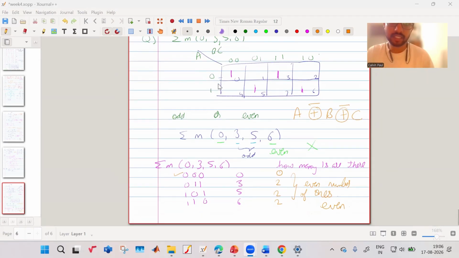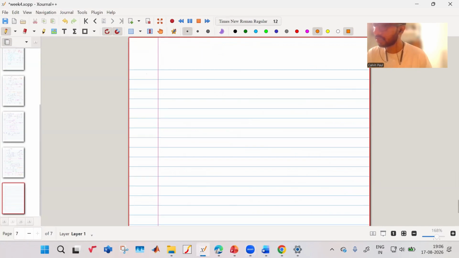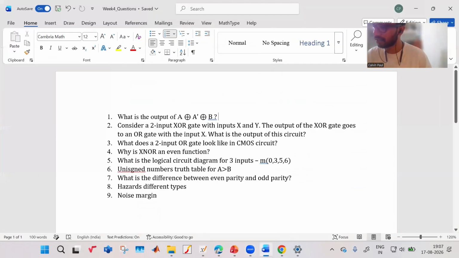Okay, so that's why this is an even function, and you should understand whether it is even or odd by counting the number of ones. Yeah. So next, what type of question is there?